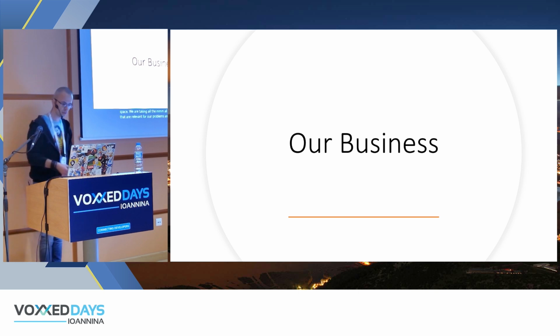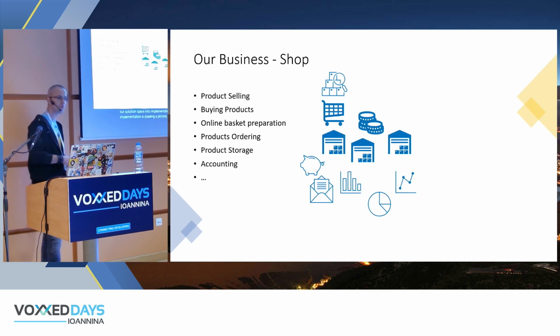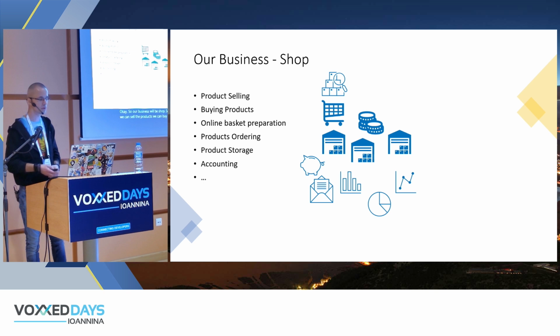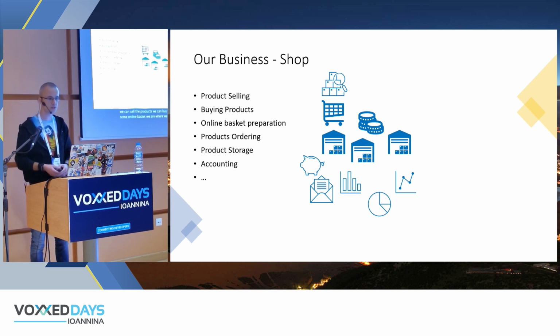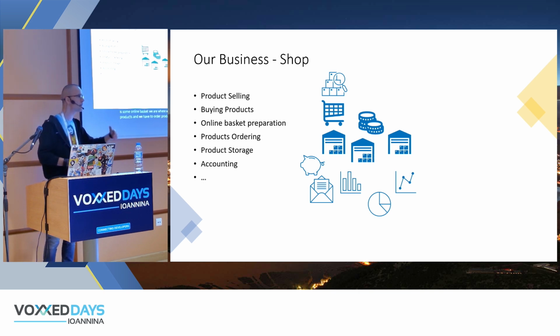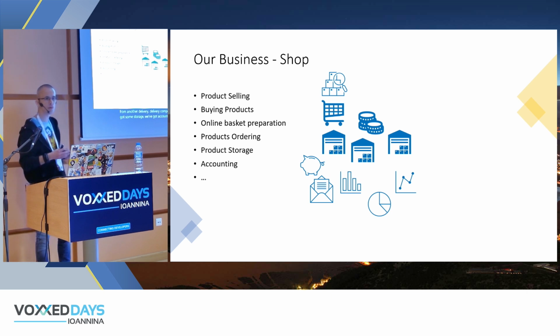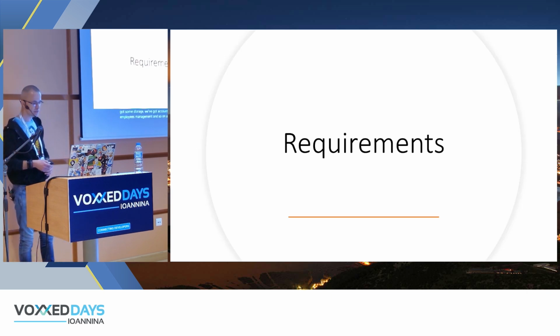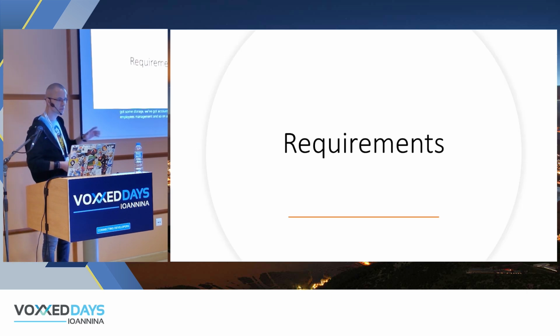So let me introduce our business, and I will check the time. Okay, still cool. So our business will be a shop. In our shop, we can sell products, we can buy them. There is some online basket where we are putting our products, and we have to order products from other delivery companies. We've got some storage, we've got accounting, we've got employee management, and so on and so on. Huge application. And I will go through a couple of requirements.